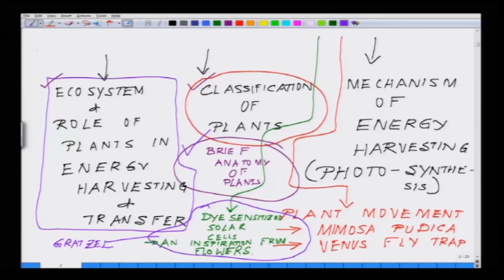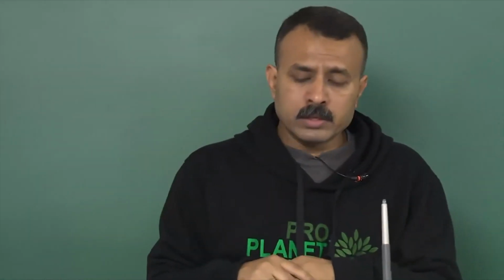And from there we will move on to the plant movements, which could be considered as the rudimentary nervous system of the plant. And the tail piece of this section will move on to the dye-sensitized solar cells.